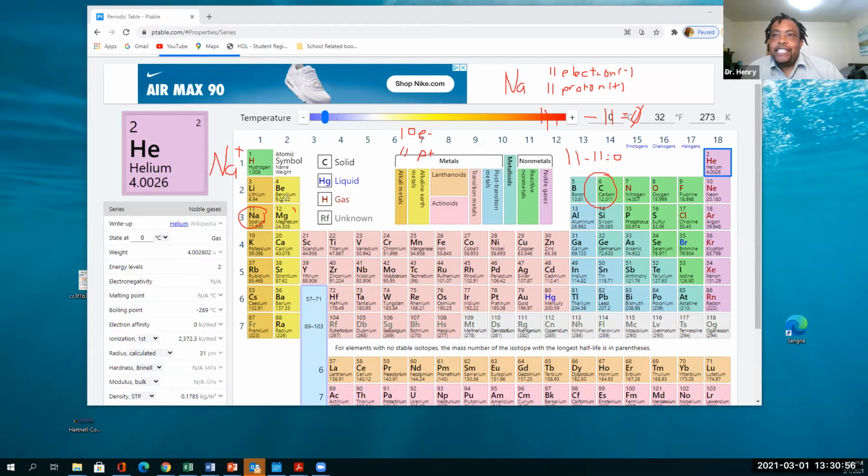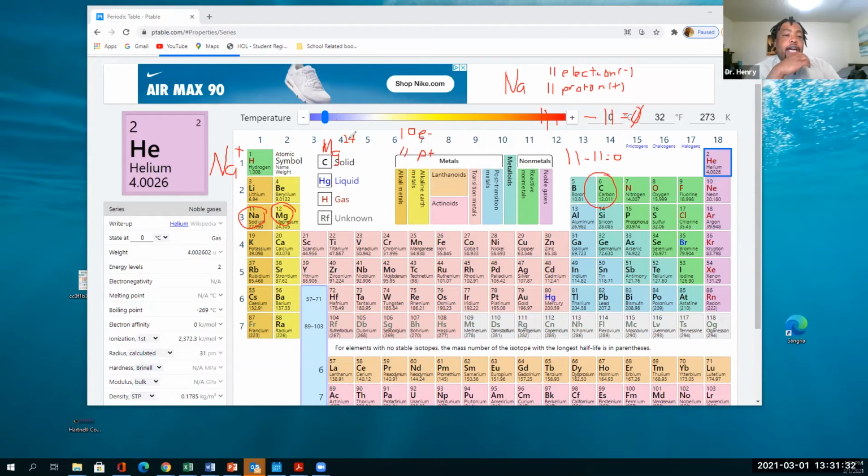Okay, so if I have magnesium, magnesium is right next to sodium, right? So magnesium also wants to be like neon. How many electrons does it have to lose to be like neon? 2, so it'd become +2. So the charge on magnesium would be +2, or we write it in chemistry as 2+. Okay, simple?